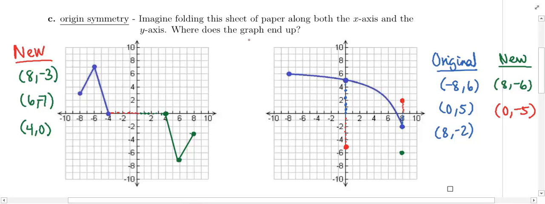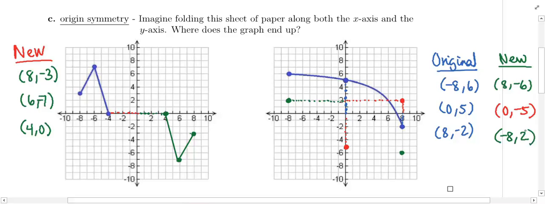Okay, now we need to flip about the y-axis, so we need to see where this red point ends up. Okay, so here we go. This point is currently 8 units to the right of the y-axis. So when you fold along the y-axis, this point will go 8 units to the left of the y-axis. Okay, so we'll end up at negative 8, 2.